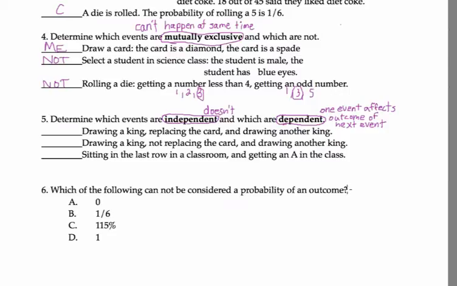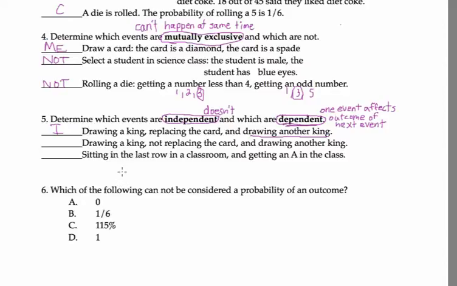Determine which events are independent and which are dependent. In dependent events, the outcome of the first event affects the outcome of the second event. In independent events, they don't. The first event does not affect the second event. Drawing a king, replacing the card, and drawing another king. If you replace the card, then the probability of drawing that second king stays the same. So these are independent. It doesn't change the probability of the outcome of the second event.